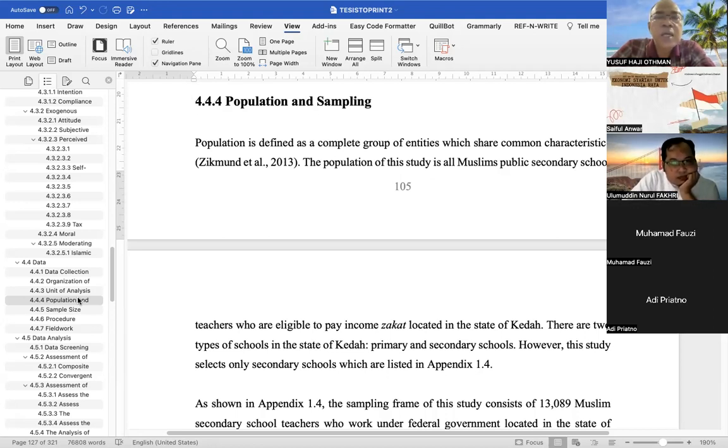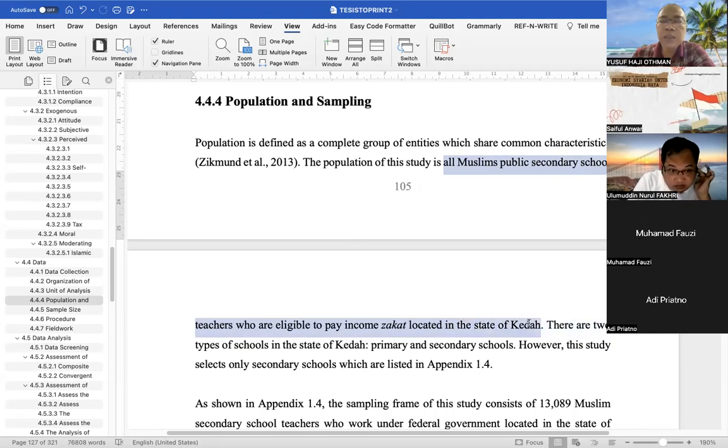Population is defined as a complete group of entities which share common characteristics, Zikmund, 2013. So you need to specify the population of the study. Who are your population? So remember, population is a complete group of entities which share common characteristics. So for example, in this study, the population is all Muslim public secondary school teachers who are eligible to pay income zakat in the state of Kedah. Okay. That is an example.